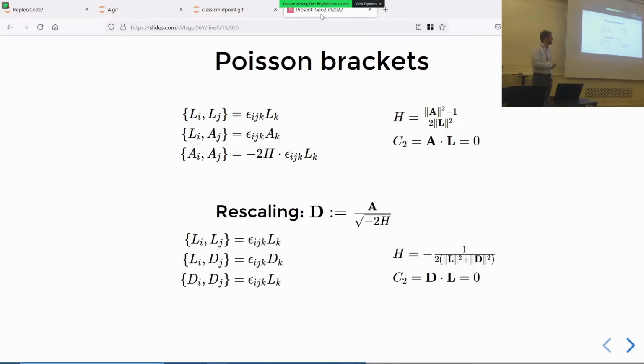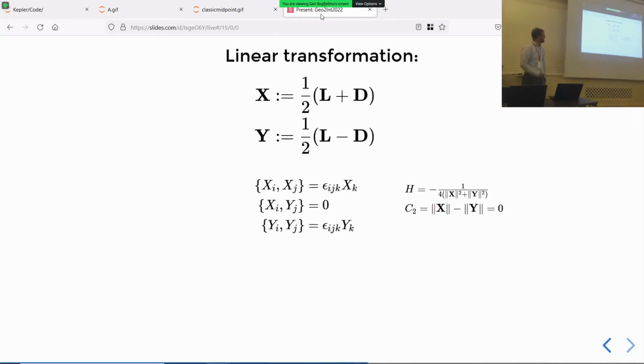Now we see it's a lot easier. We now get just a linear Poisson structure here, and the original Hamiltonian is given by this. That's one Casimir, and you also get C2, which is the inner product, which again tells us which orbits are physical. And then we do another simple change of coordinates. We just do a linear transformation, and we end up with these brackets, and now the Casimirs are given like this.